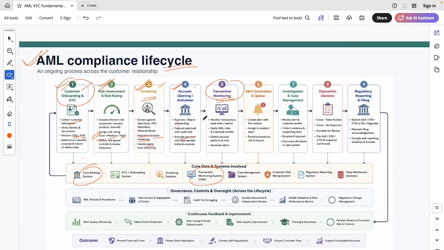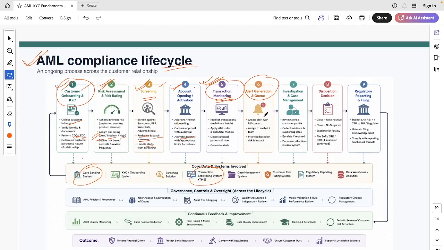For example, if a salaried customer suddenly starts receiving large cash deposits every day, the system may detect it as unusual, and that gets flagged in the transaction monitoring system. When the monitoring rules or analytical models detect unusual activity, an alert is generated. The alert is not proof of crime, it is only a signal that something needs to be reviewed. The system creates an alert with transaction details, customer profile, rule name, risk score, and reason for the trigger.